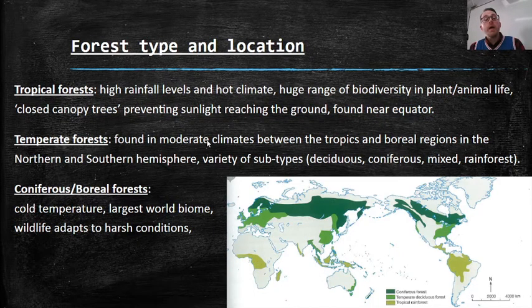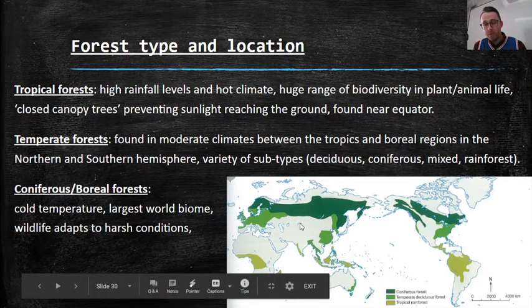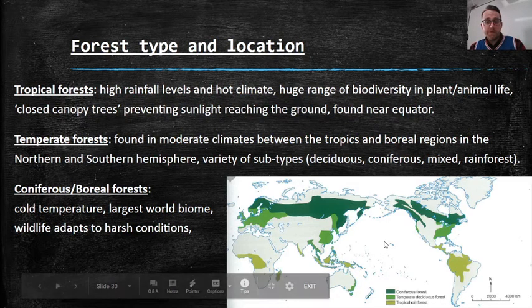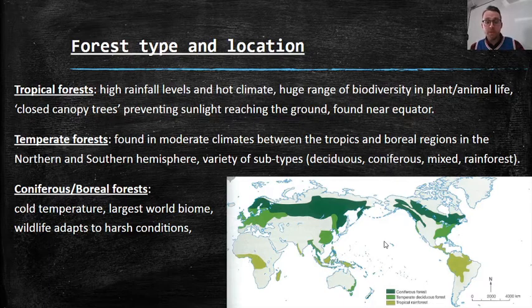Temperate forests. Temperate forests are found in moderate climates, so not too hot, not too cold, between the tropics and the boreal, the very cold regions, in the northern and southern hemisphere. So if we go back to our map there, you can see some of those temperate forests in Europe. You've got some in America, and some in Victoria, some in Australia. And there's a variety of different temperate forests. We're not going to go into too much detail, but some of those are deciduous, coniferous, mixed, and rainforests. You can actually have a temperate rainforest, which we have in Victoria, and which if we were at school, you guys would go on an excursion to one.